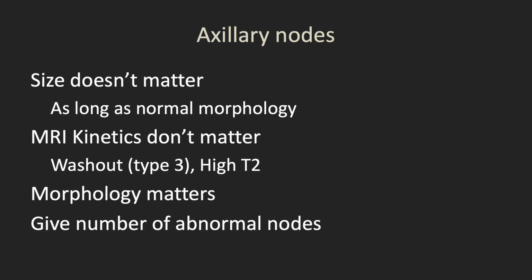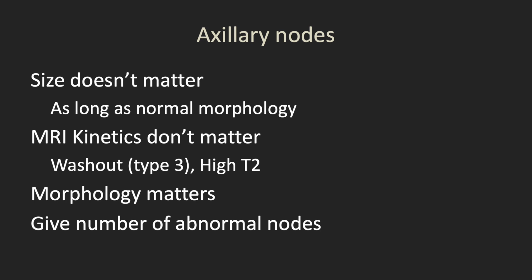Now, when you're evaluating the axillary nodes, a couple of things you need to pay attention to. Well, first of all, the size doesn't matter if they have normal morphology. You can frequently have 2 or 3 centimeter fatty replaced nodes with thin cortex, particularly in diabetic patients or obese patients. But as long as that cortex is thin and regular and there is a fatty hilum, that's okay.